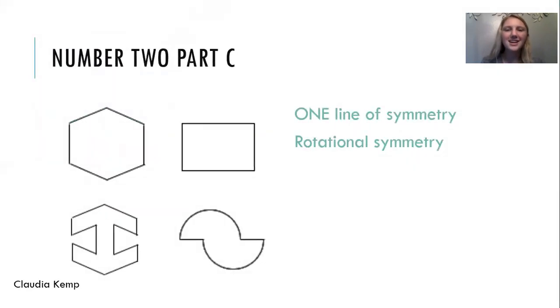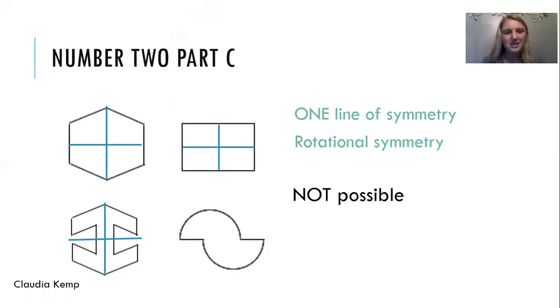Part C we want a shape that has one line of symmetry and rotational symmetry. So just one line, but it rotates as well. So the first shape has 2 lines of symmetry. The second shape does 2. The third shape even has 2 lines of symmetry. The fourth shape, however, doesn't have any line of symmetry. So it's really not possible, at least with these 4 shapes, to have one line of symmetry and rotational symmetry.